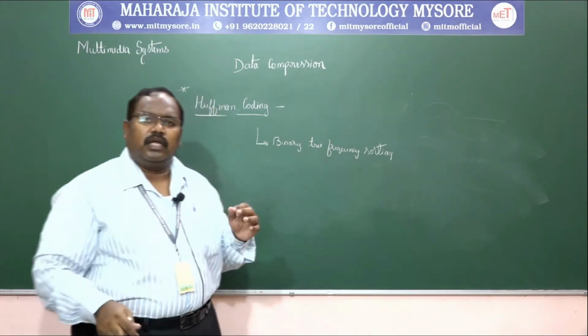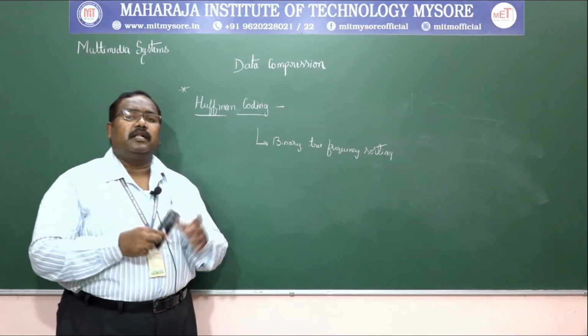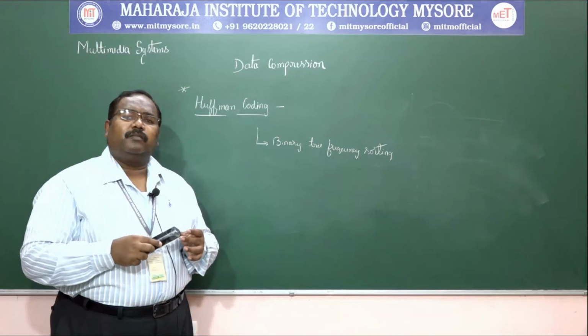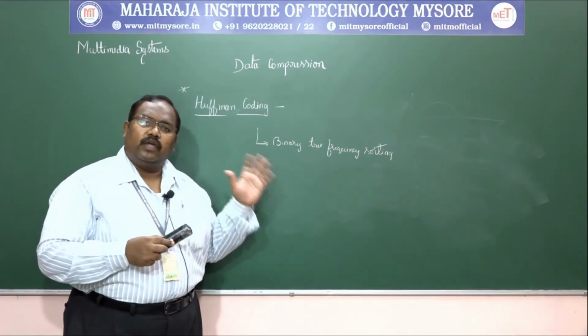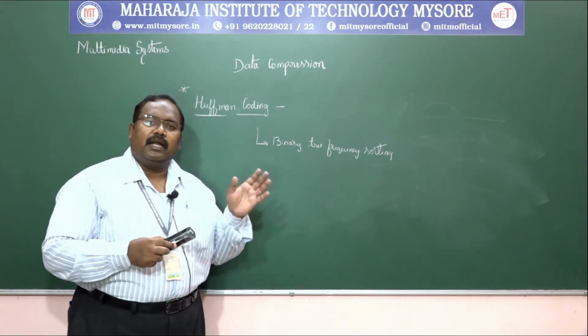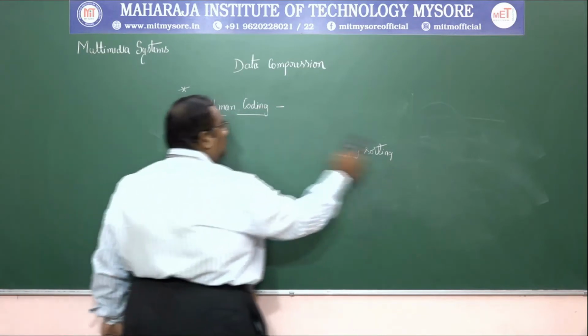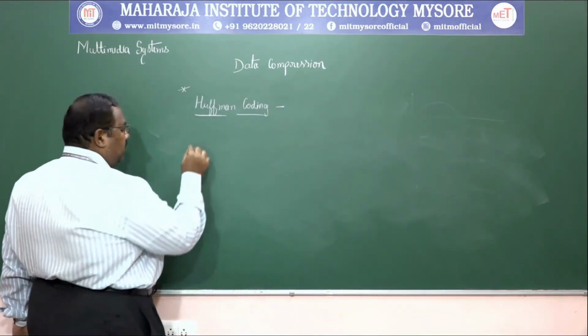So let us look into the algorithm. How does it work? In many question papers they ask: what is Huffman coding, or explain Huffman coding with an illustration of an example. So we need to look into the algorithm and practically demonstrate it with an example. The algorithm goes like this.